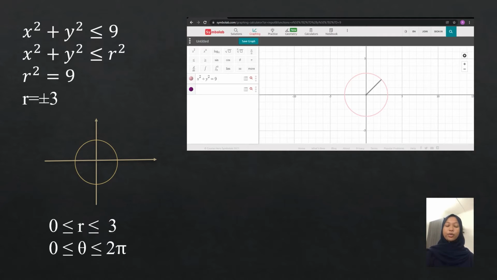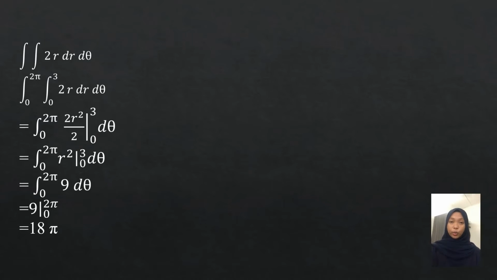Next, by using polar coordinates, we will find the limits of r and theta. First, we compare x squared plus y squared less than or equal to 9 to x squared plus y squared less than or equal to r squared. From these two equations, we get r equal to plus or minus 3. Then we substitute these limits into the double integral of 2r dr d theta, and we solve this equation and get the answer of 18 pi.